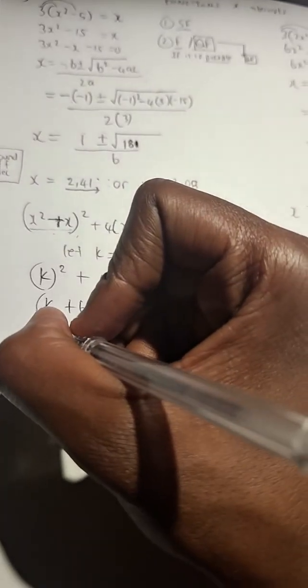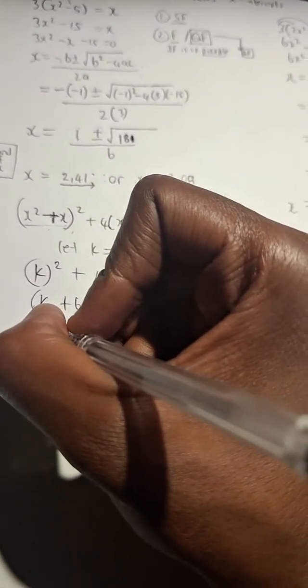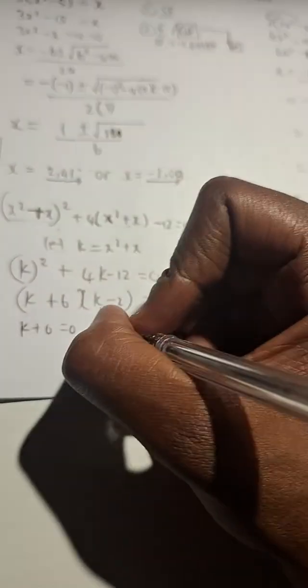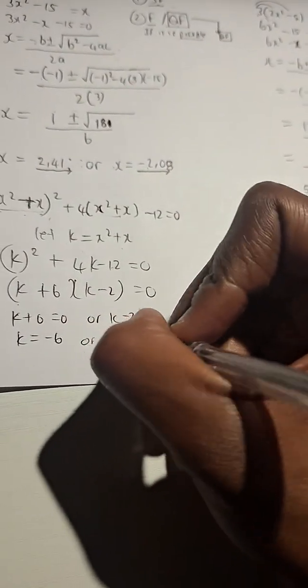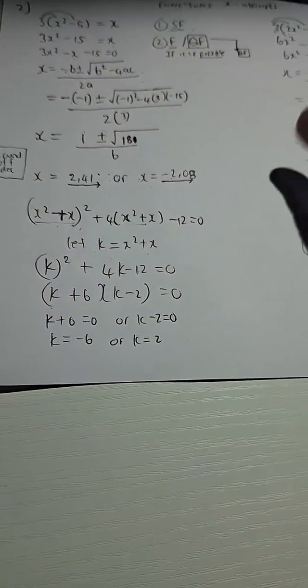Then what do we do? We use the zero factor law and get the values of k. So k plus 6 is equal to 0, k minus 2 is equal to 0. So k is equal to negative 6, or k is equal to positive 2.